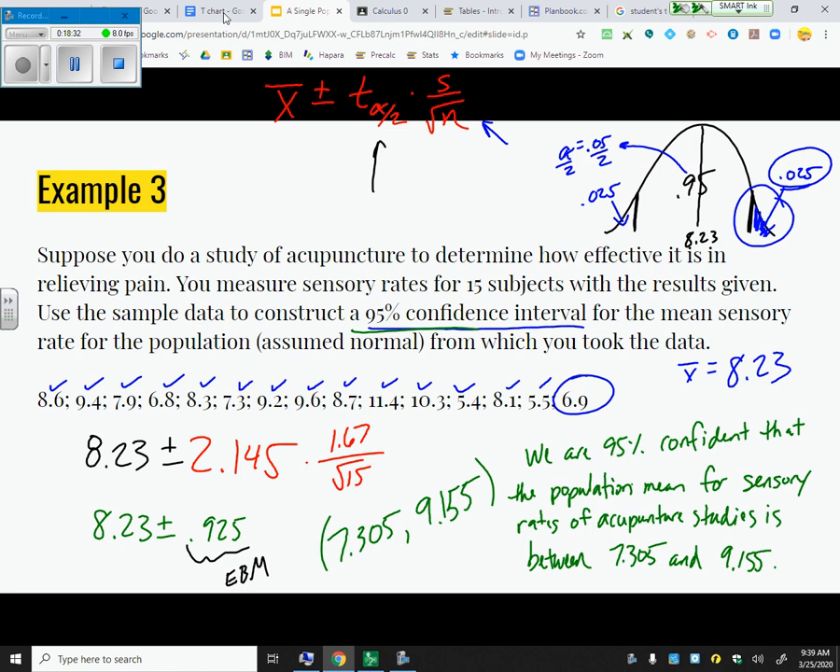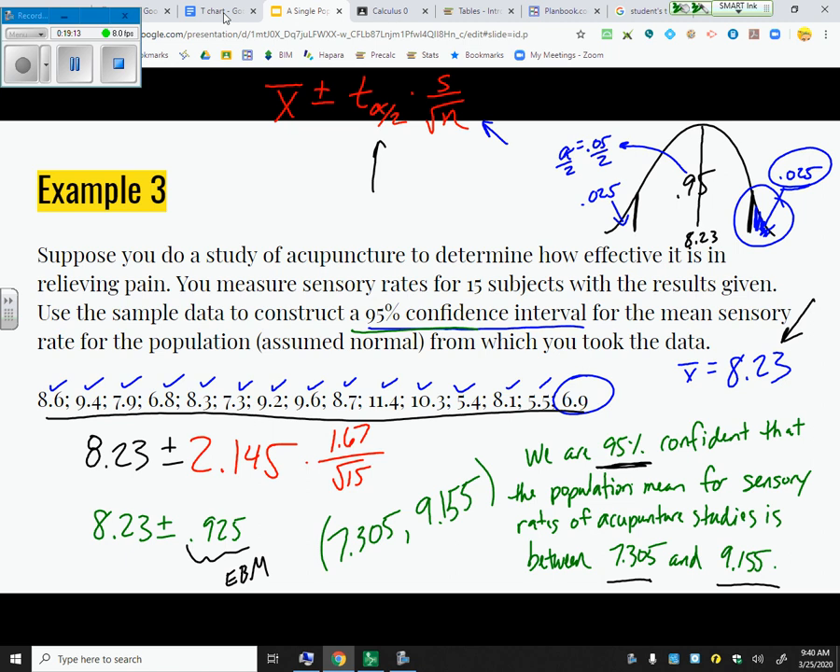Also, remember what that means as far as the numbers go. If I was to get a different 15 people right here, and I was to measure their sensory rates, then I was to repeat it over and over and over again. If I was to do that 100 times with 15 people, I would expect 95 out of the 100 times I would get the mean to be between these two numbers. In this case, I got 8.23, which I based these numbers off of, but I would expect the mean to be between those two whenever I was to sample 15 more people over and over and over again.